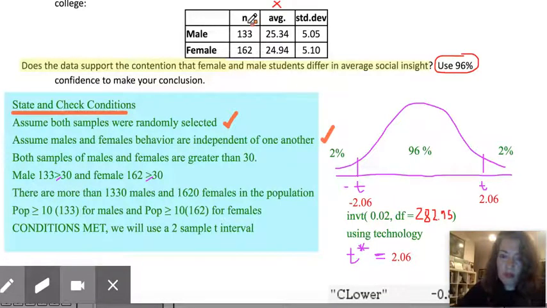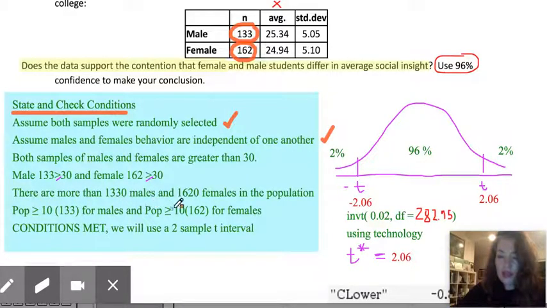You could see that the male sample here was given as 133. That is greater than or equal to 30. And the female sample is 162, and that is also greater than or equal to 30. Now, the last condition, where we write that the population is greater than or equal to 10 times n, we're going to do that for both samples. So there are more than 1,330 males and 1,620 females in the population. Take a look here. Population is greater than or equal to 10 times your n.